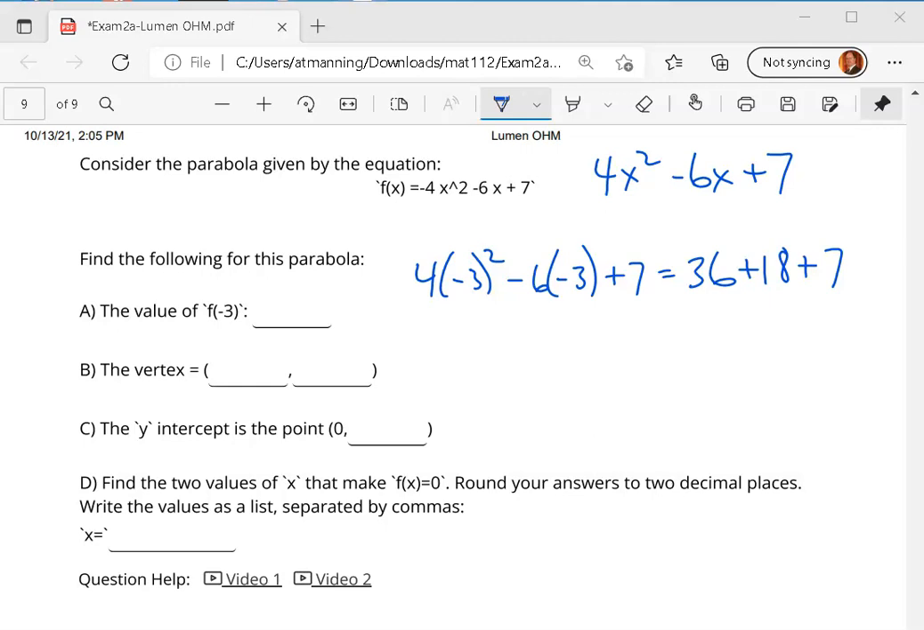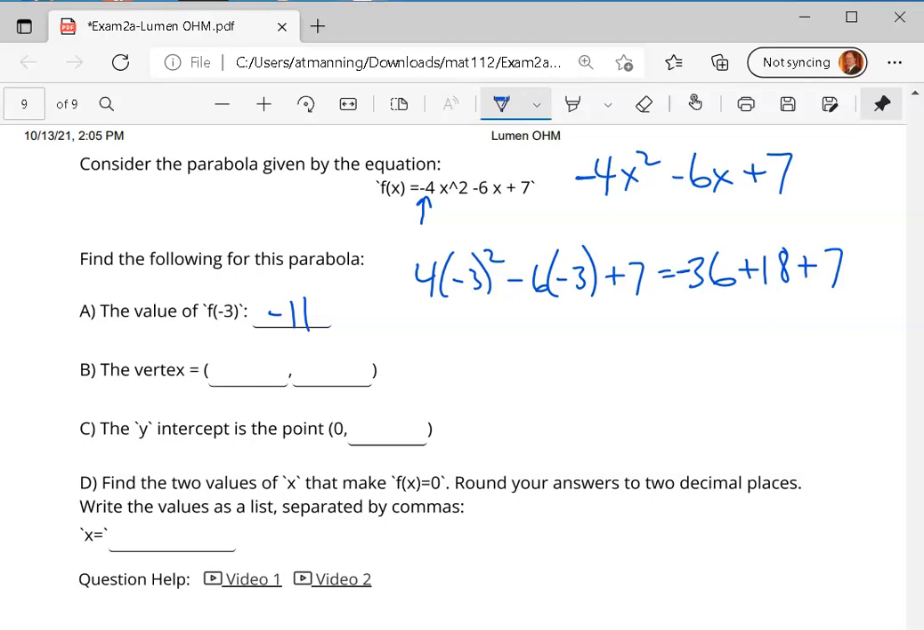I missed that sign right there. So negative 36 plus 18 plus 7 gives us, well, negative 36 plus 25, or negative 11. That one little sign I missed, the letters too small for my old eyes.